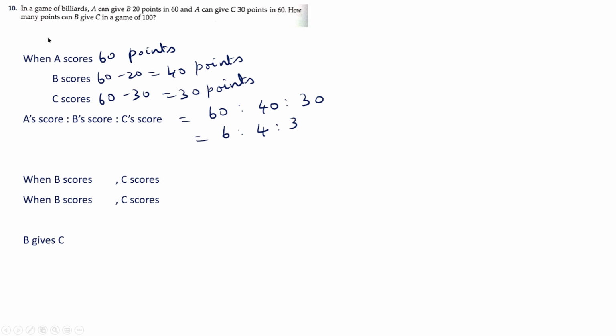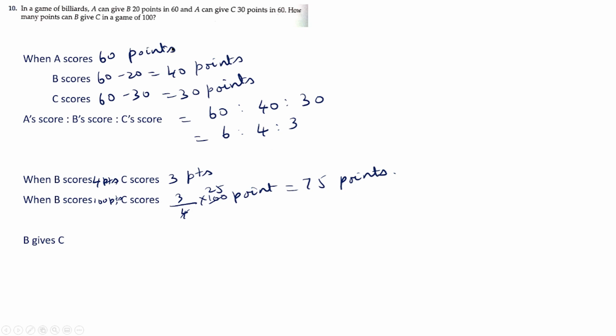Now we want to find how many points B can give C in a game of 100. So from here B is to C is 4 is to 3. So when B scores 4 points, C scores 3 points. When B scores 100 points, C scores 3 by 4 into 100 points, or it is equal to 75 points. So when B scores 100 points, C scores 75 points.